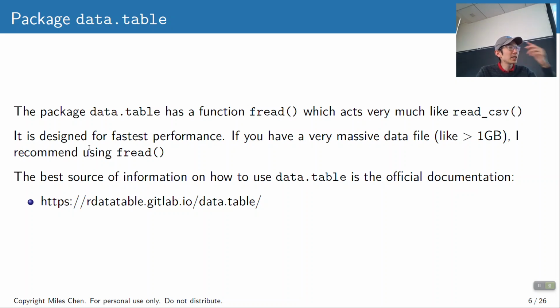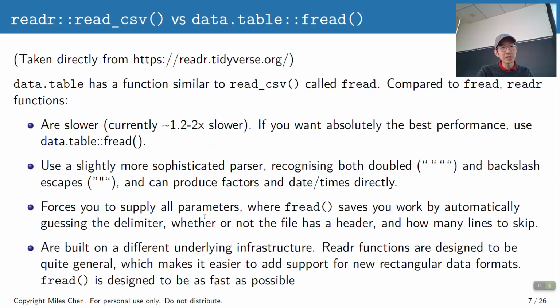So if you have a very big data file, and here I wrote over 1 gigabyte, but even over 100 megabytes, fread will give you improved performance. Sometimes you get some kind of massive thing that has millions of rows, hundreds of thousands of rows. You might want to consider using data.table and fread. Okay, and again, documentation on how to use data.table is right here. Read the documentation. That should be your first place to look on how to do anything.